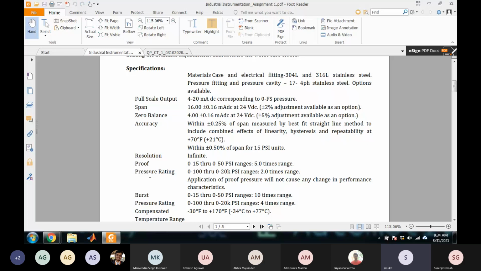Hysteresis, in elastic elements there is a hysteresis problem. When you suddenly apply high pressure, it will expand, but when you take off the pressure, it will slowly decrease. So it will not decrease along the same path. For increasing and decreasing pressures, you may get different readings. That's due to this property of elasticity. Anyway, the total accuracy is given.